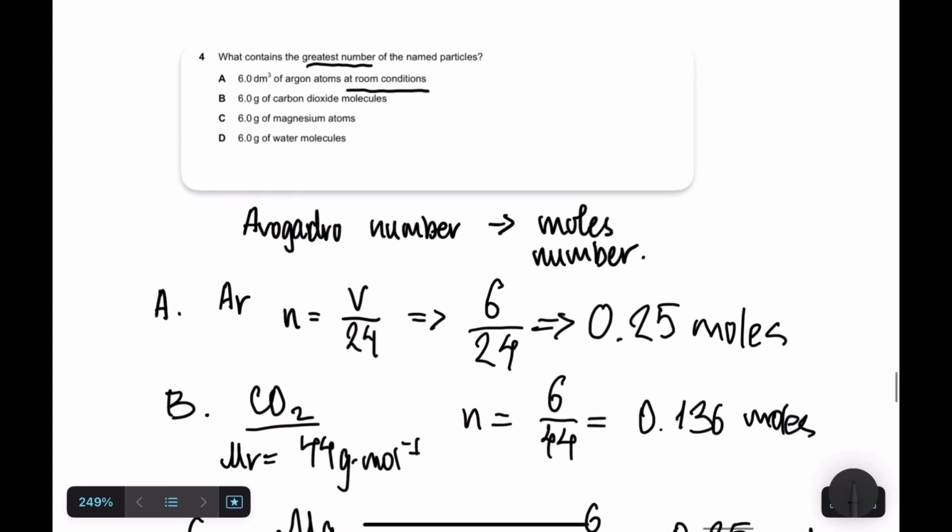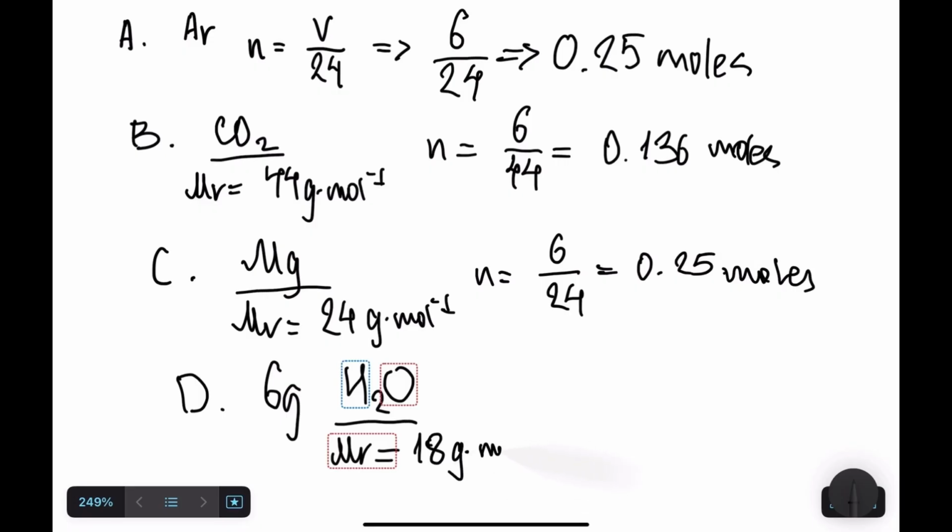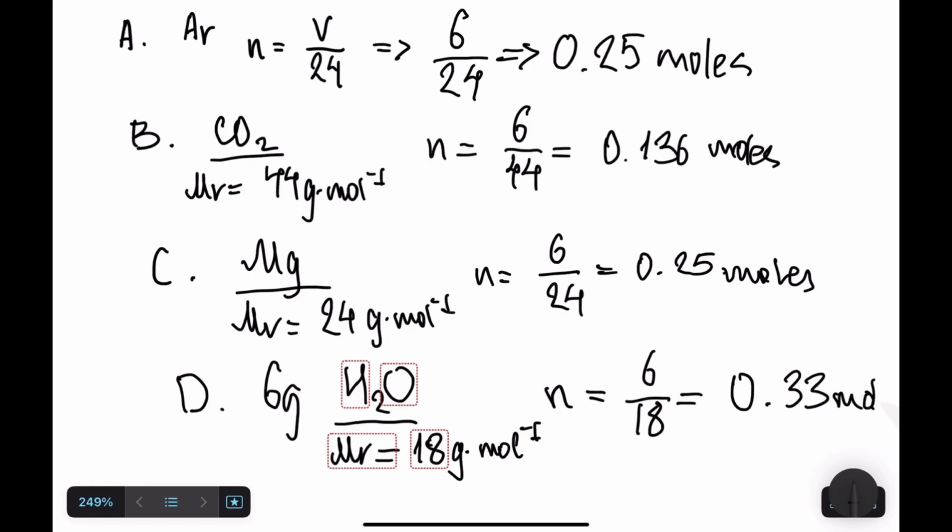For D, there is 6 grams of water, which has a molecular mass of 18 g/mol, and the moles would be 0.33. So the greatest number is 6 grams of water. And the answer is C.